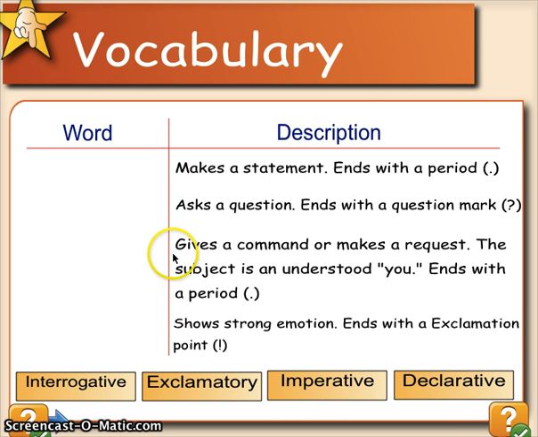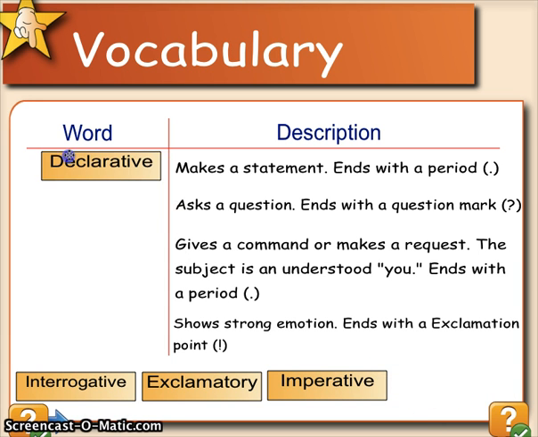The next slide, we're going to talk about what each type of sentence is called. When you make a statement or tell somebody something, it ends in a period. This type of sentence is called a declarative sentence. Remember, the children boarded the train? That was telling us that the children got on the train. That was a statement and a declarative sentence.